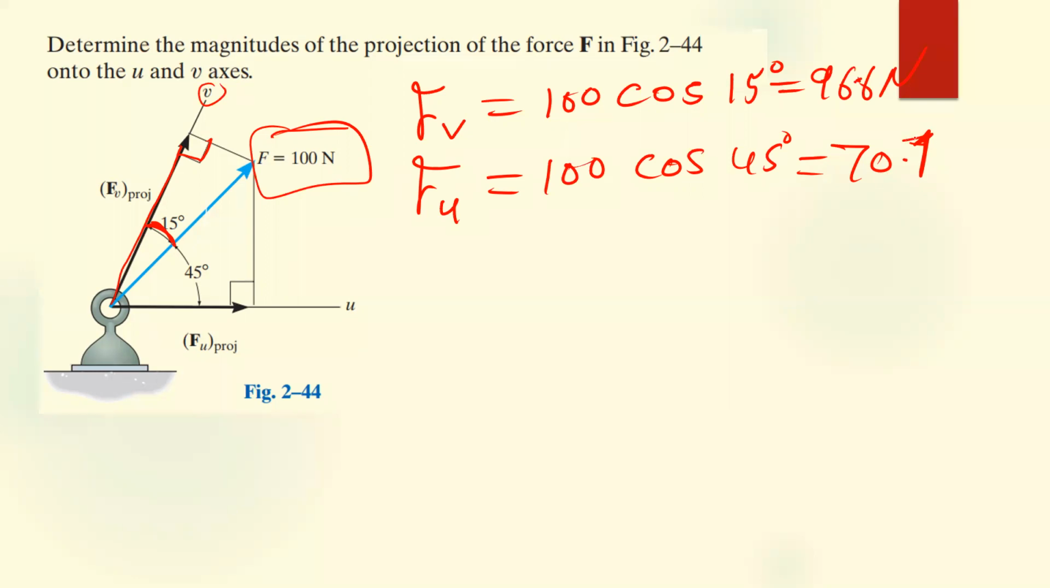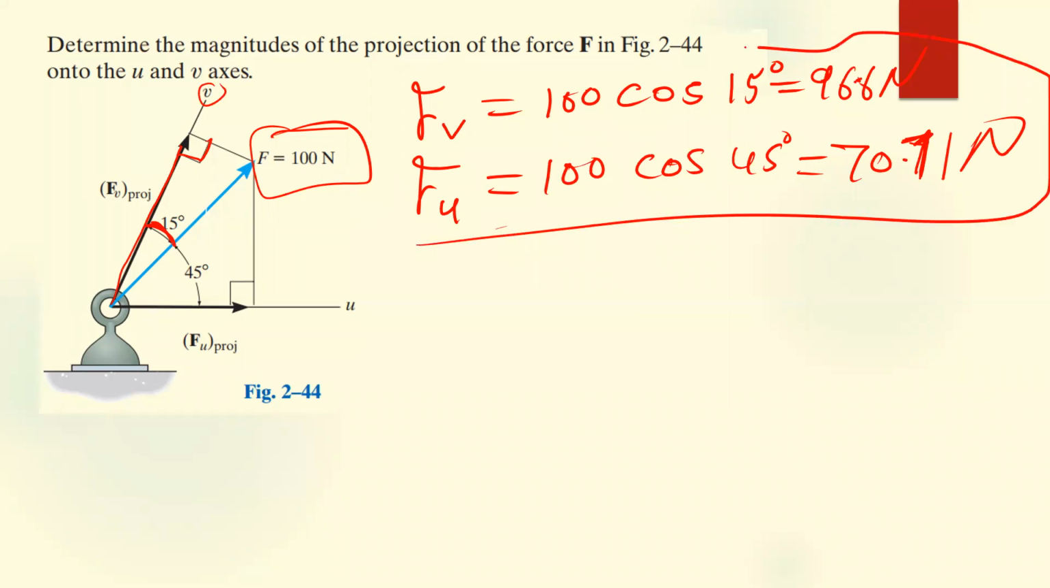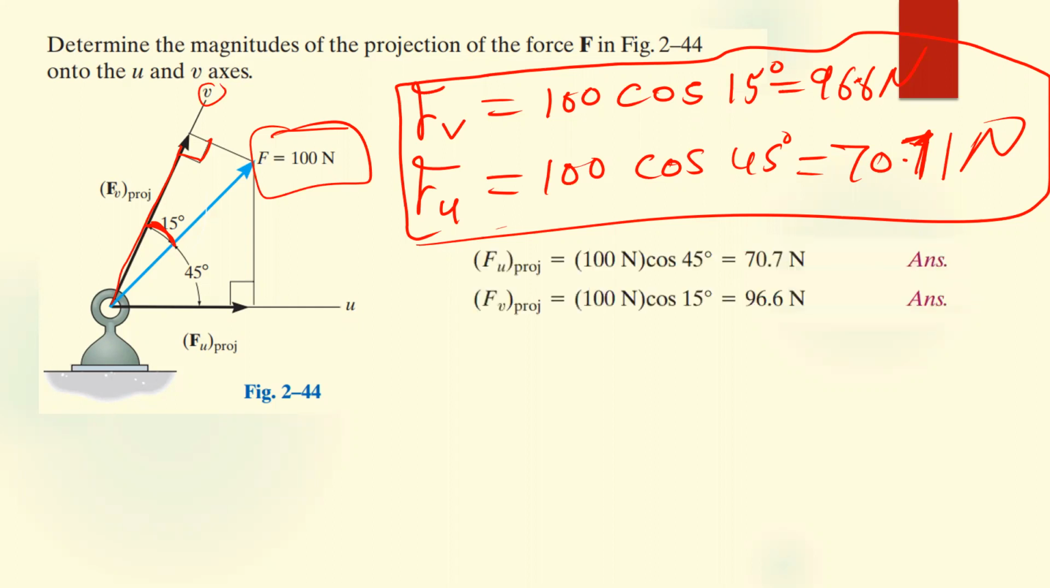70.71, sorry. 70.71 newtons. So these are the projections. They're just as simple as that. Maybe it's just the way I was explaining them. Maybe that's why they seemed to be a bit confusing. But anyway, we understand. Let's look at the other example.